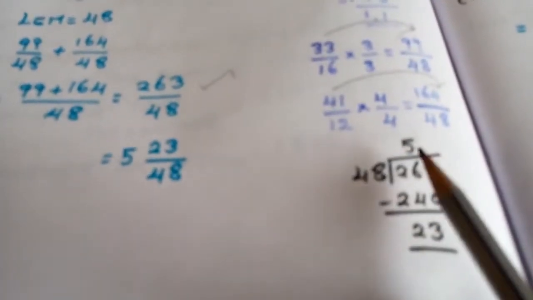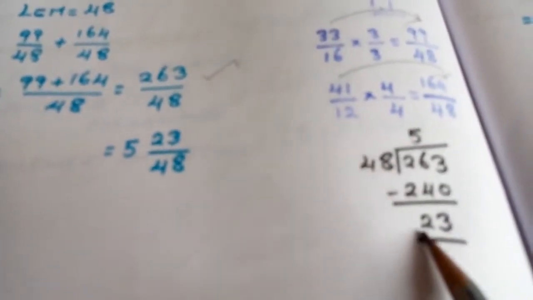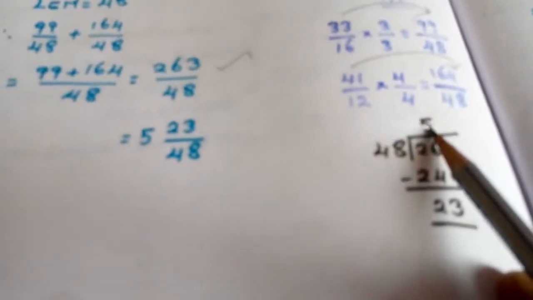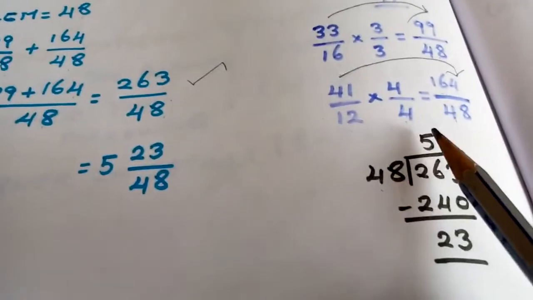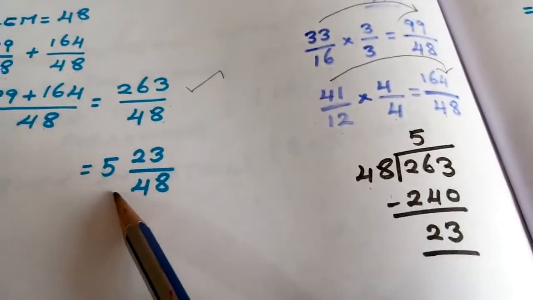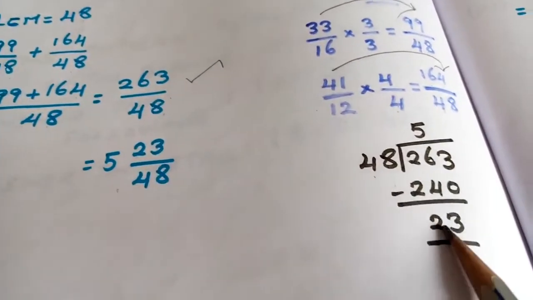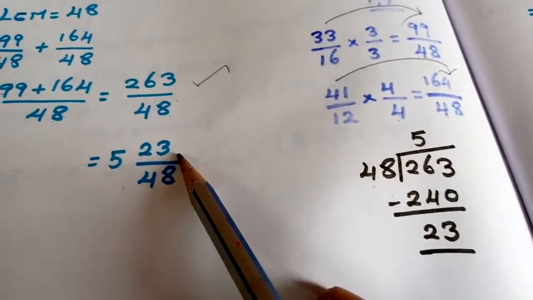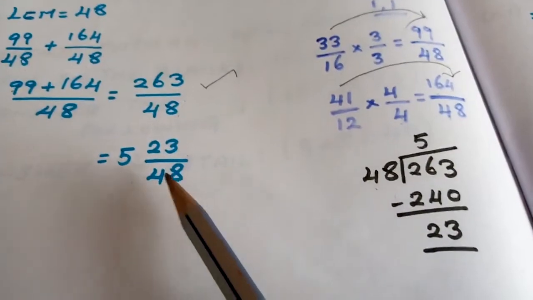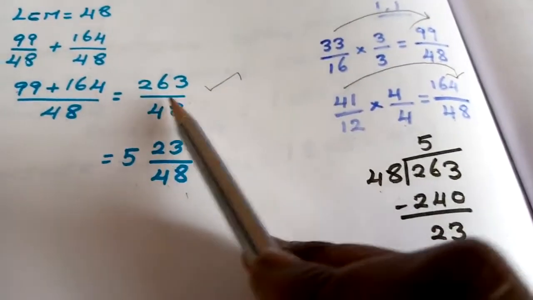After dividing, you will be getting the remainder like this, 23, and 5 is going to be the quotient. This quotient value, you are going to write in the middle part, and the remainder you are going to write on the top, and the denominator will be as it is. Again, if you calculate this one, you will get the answer as 263 by 48.